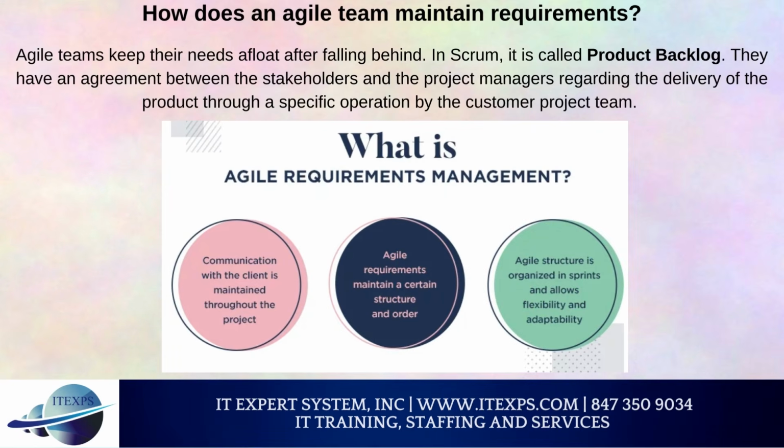9. How does an Agile team maintain requirements? Agile teams keep their needs afloat after falling behind. In Scrum, it is called the product backlog. They have an agreement between the stakeholders and the project managers regarding the delivery of the product through a specific operation by the customer project team. Agile teams use product backlogs to manage their needs. An Agile team is a leading group of people who work together on a project and have all the needs and people needed to produce a proven product. Product owners work by prioritizing customer needs. They work with the number of people needed as a team to deliver the products and customer needs at the sprint's beginning.